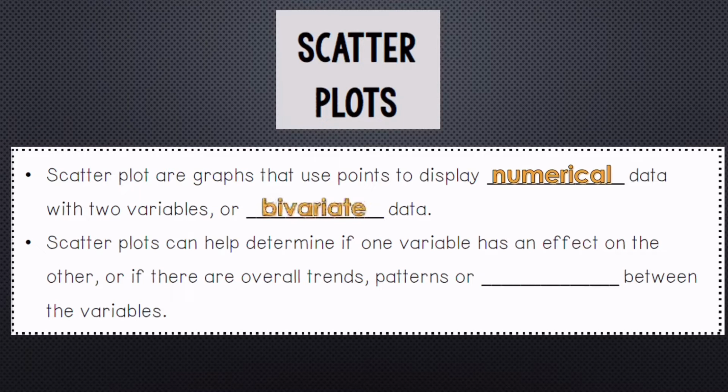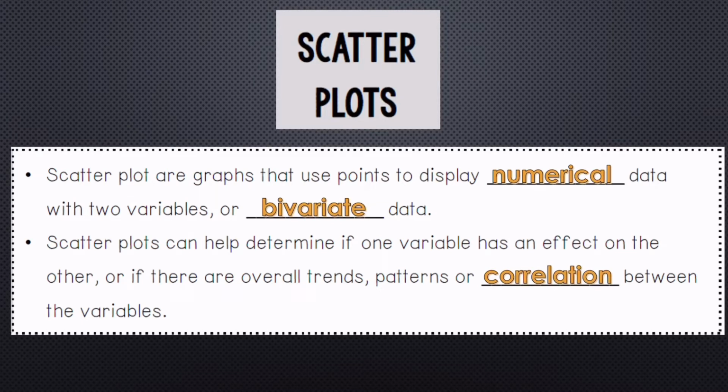So scatter plots can help determine if one variable has an effect on the other, or if there are overall trends. So this helps us to interpret and predict. And it's going to help us look at patterns or correlation between the variables.